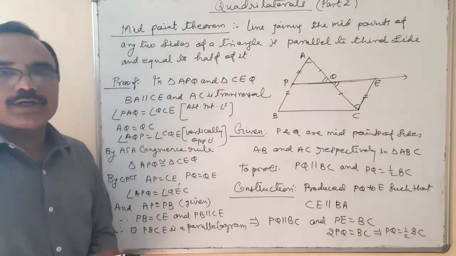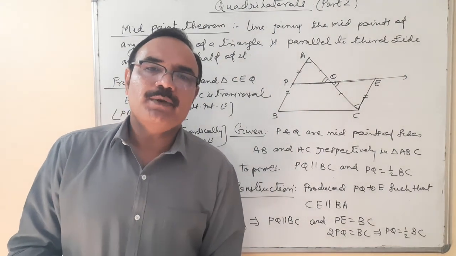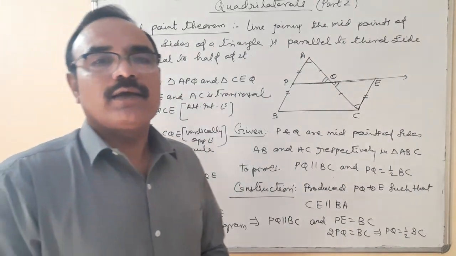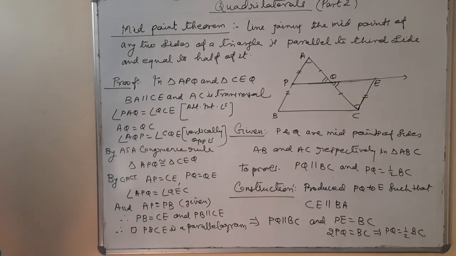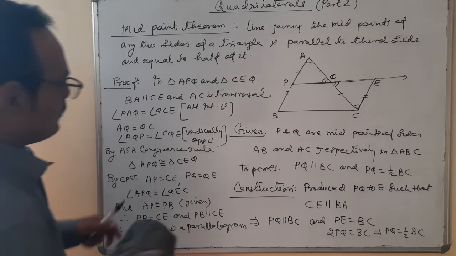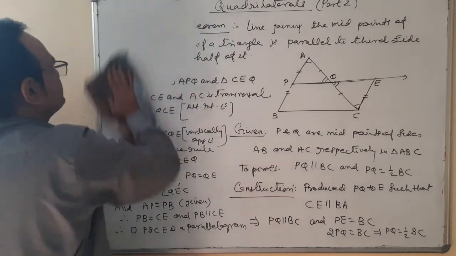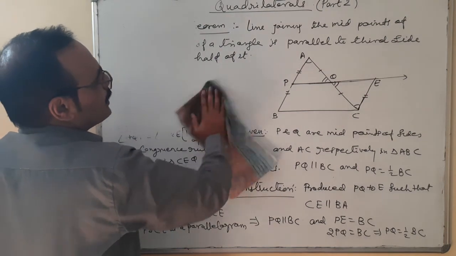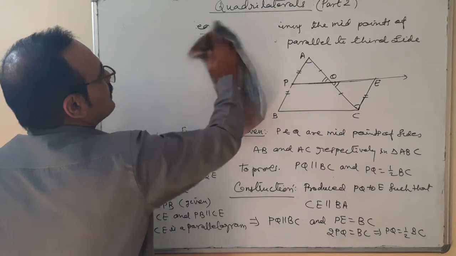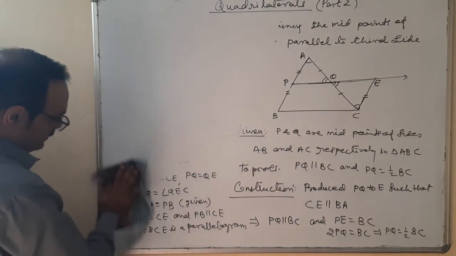It's a very important theorem. You have to remember its statement. That is, the line joining the midpoints of any two sides of a triangle is parallel to the third side and equal to half of it. Okay. One more theorem. It is a type of midpoint theorem. The statement is, a line drawn through the midpoint of one side parallel to another side bisects the third side in a triangle. Okay.